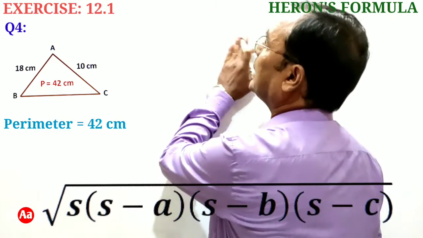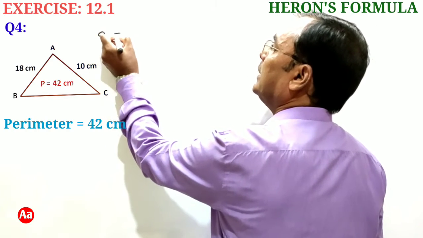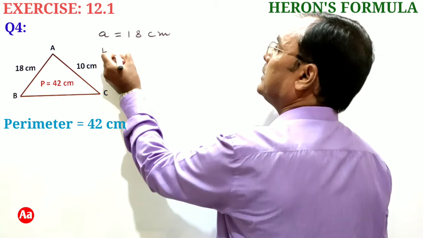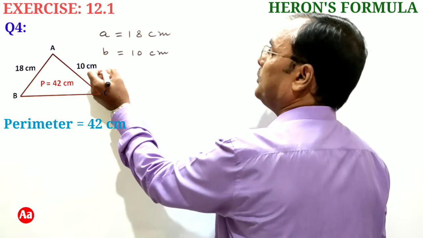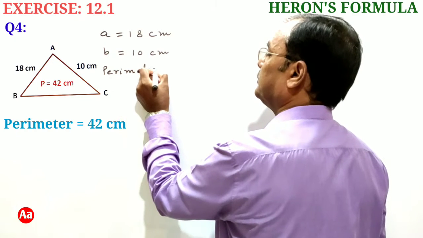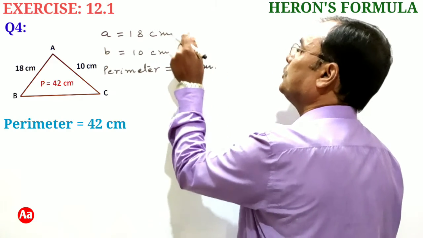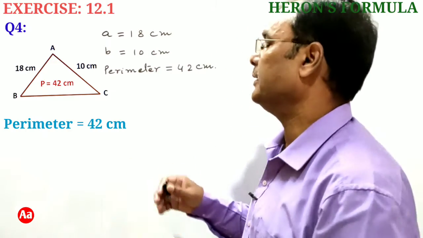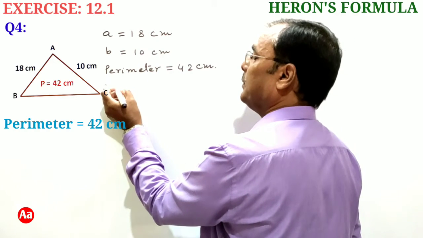So let the given sides be a and b, as a equal to 18 centimeter, b is equal to 10 centimeter. Perimeter of the triangle is given, 42 centimeter. Two sides and the perimeter of the triangle are given. So what will be the third side of the triangle? Let's say third side BC.